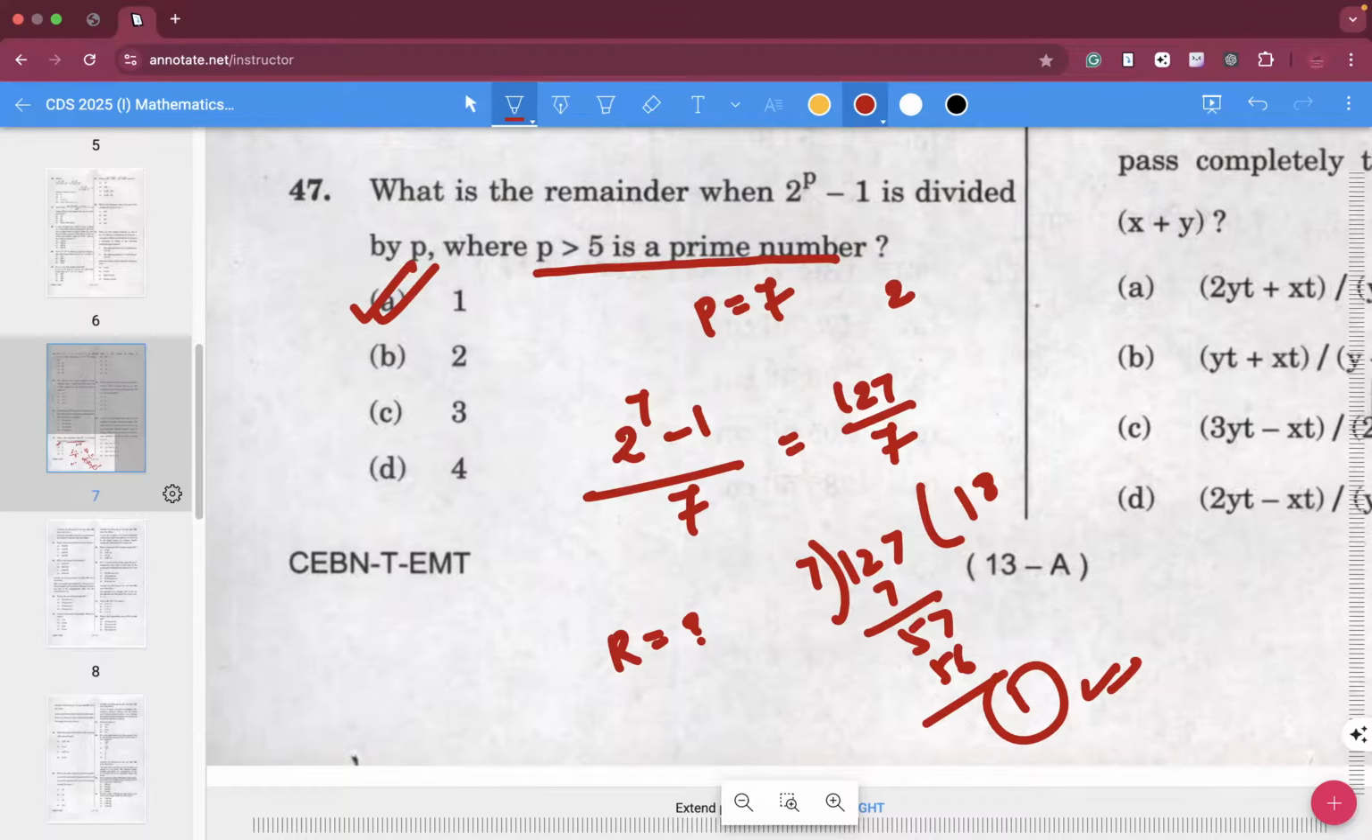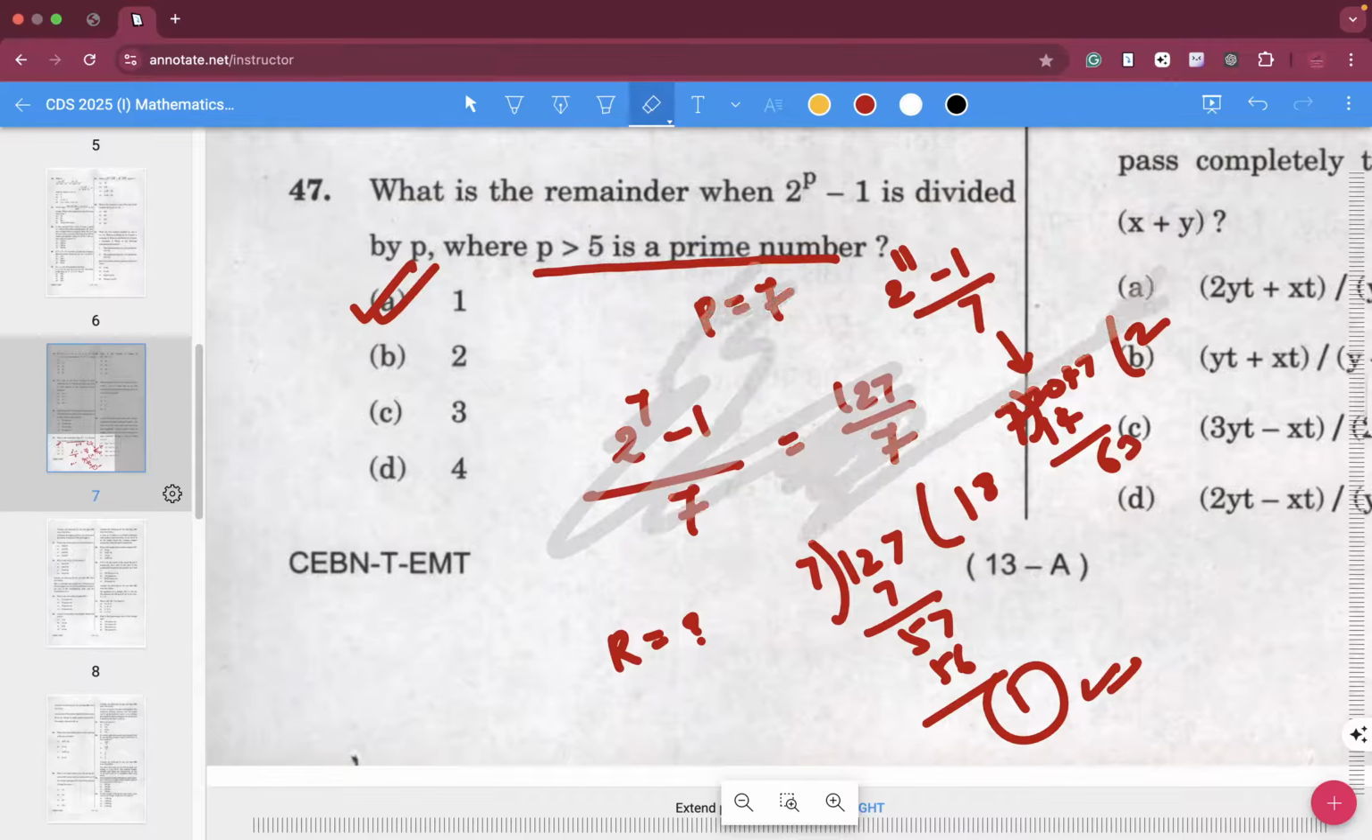Whether you take any other number, whether you take 2 raised to the power 11 or something, even then you will have the same result. If you take 2 raised to the power 10, it is 1024, and 2 raised to the power 11 is 2048, minus 1 is 2047. So 2047 divided by 7, 2 times 14, 63.